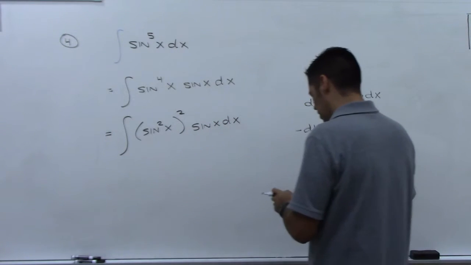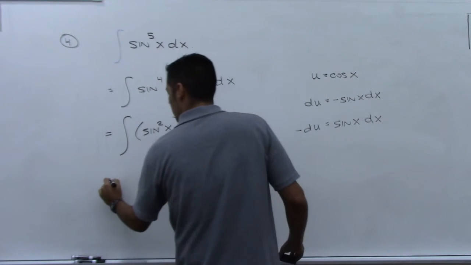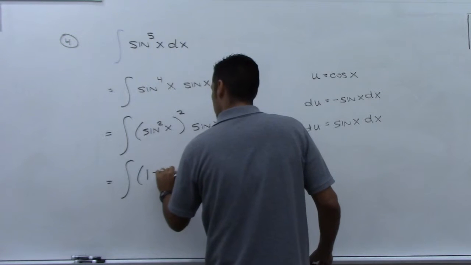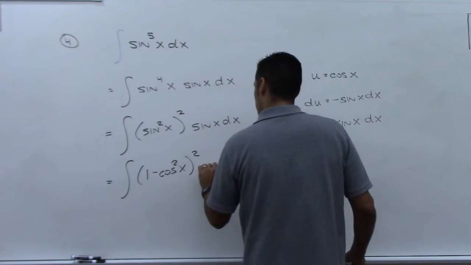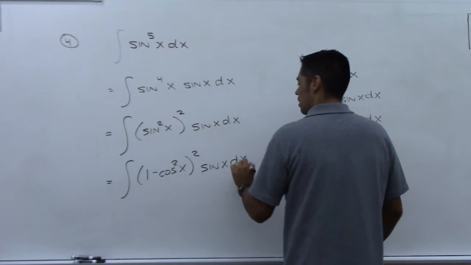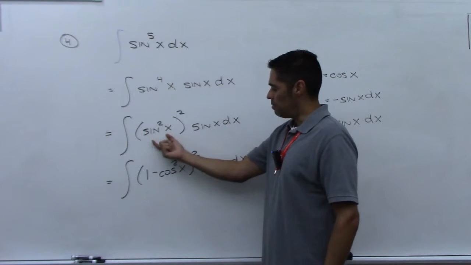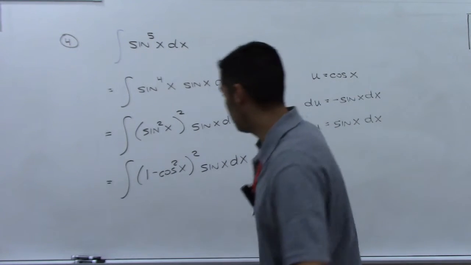So these markers are good, but they don't last very long. All right, and now this is integral 1 minus cosine squared x squared times sine x dx. So sine to the fourth is sine squared squared. Sine squared is 1 minus cosine squared, and then squared. So now I should be in business.